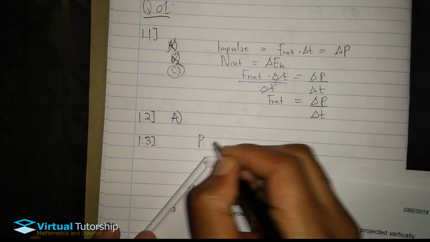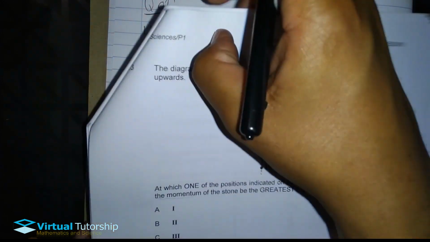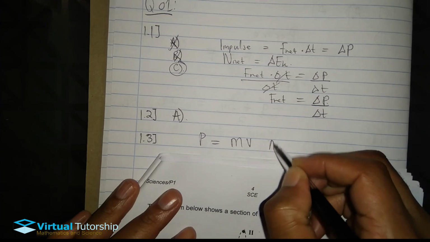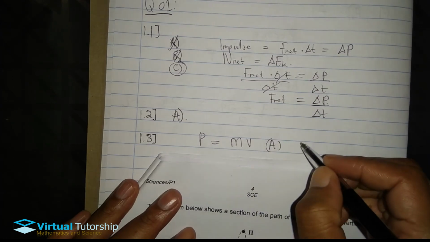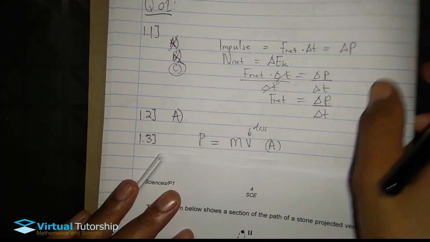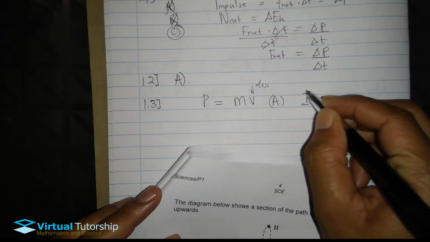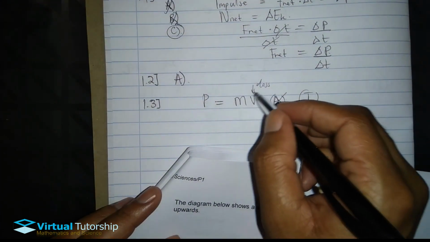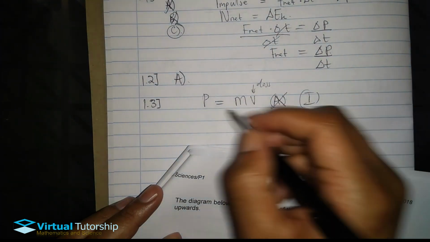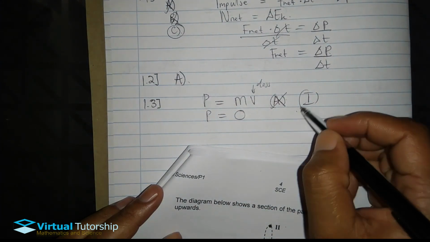Remember momentum is calculated as P equals mass times velocity. So at point 1, this is less or decreasing in value. So once it decreases in value, at point A we say it is out, because we want the greatest or the highest value. So A will be out, and then B will give us zero momentum.